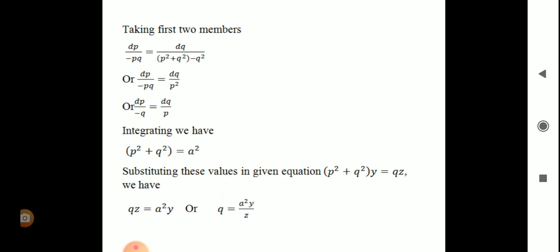Now we are taking the first two members of that auxiliary equation. By solving that, we obtain dp upon minus q is equal to dq upon p. Integrating that equation, we obtain p square plus q square is equal to a square. Now, substituting these values in the given equation, (p square plus q square) y is equal to qz, we have qz is equal to a square y, or q is equal to a square y upon z.